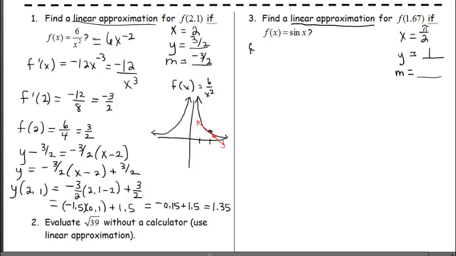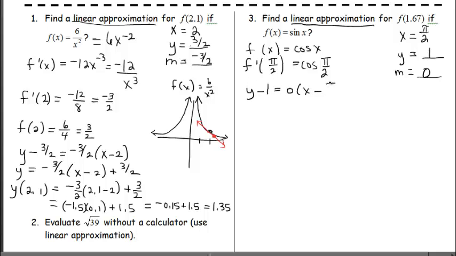So let's get the slope. Derivative evaluated at pi over 2. Well, the cosine of pi over 2 is 0. If the slope's 0, I have a horizontal tangent line. If I have a horizontal tangent line, this all goes to 0. The equation of my horizontal tangent line is 1.